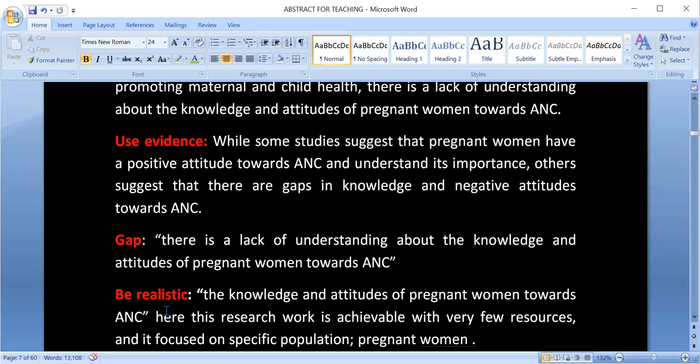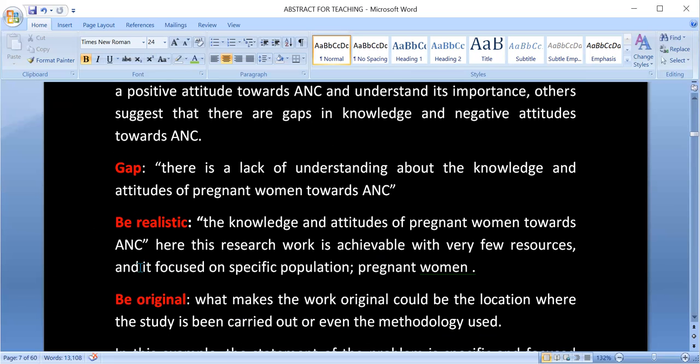So, the gap here is there is a lack of understanding about the knowledge and attitudes of pregnant women towards ANC. It is realistic. The knowledge and attitudes of pregnant women towards ANC here, that is the realistic. Here, this research work is achievable with very few resources.